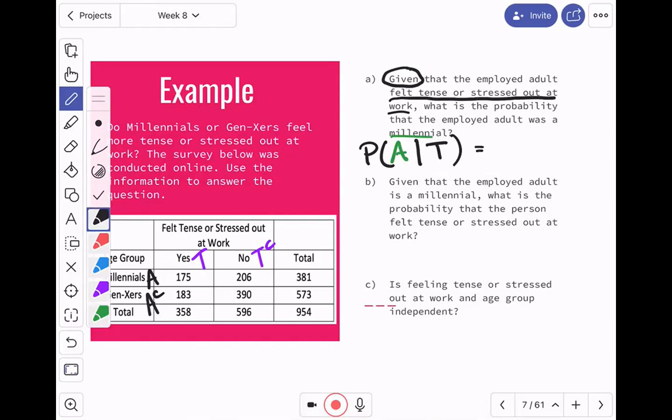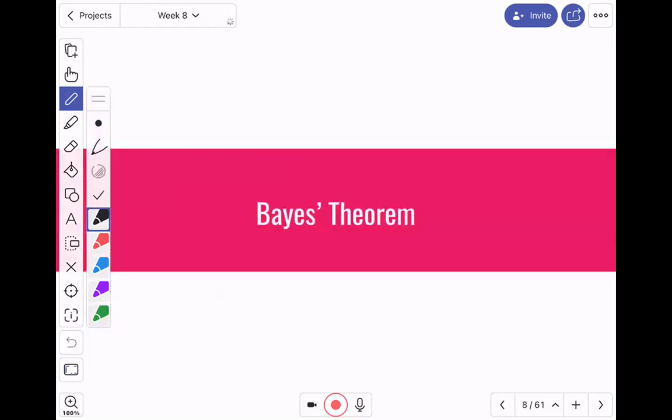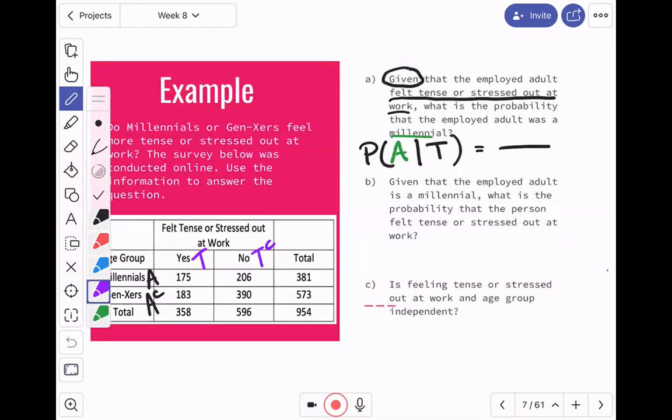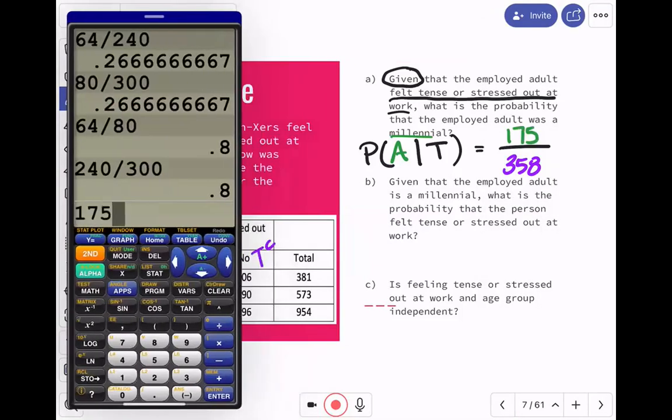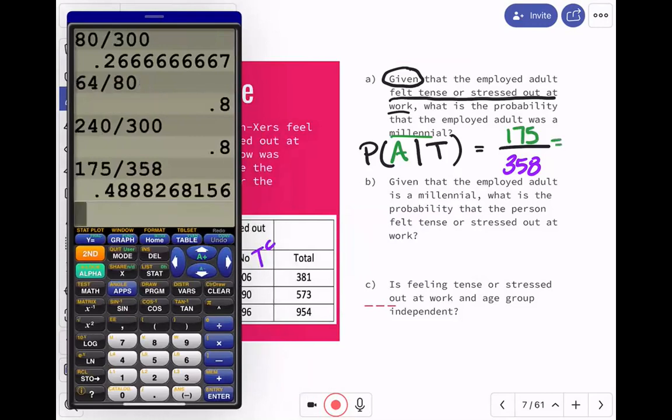And when I set this up, I know the bottom of the fraction needs to be T, right? How many people are in T? 358. So out of these 358, who am I actually interested in? The millennials. So these 175 millennials. It's 175 out of 358. And I'm going to write that as a decimal, which is 0.489.